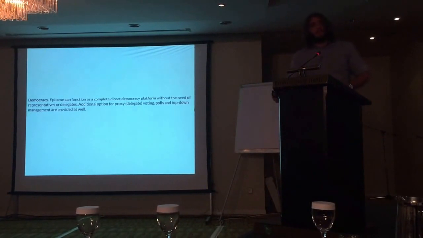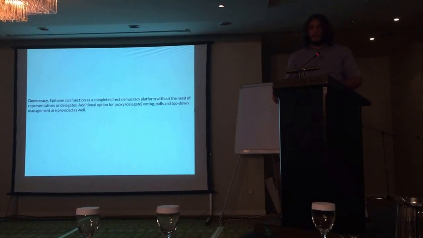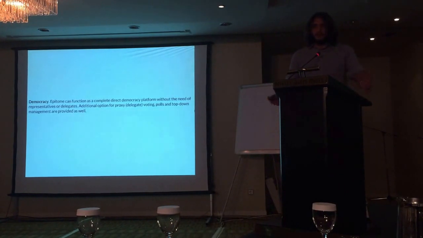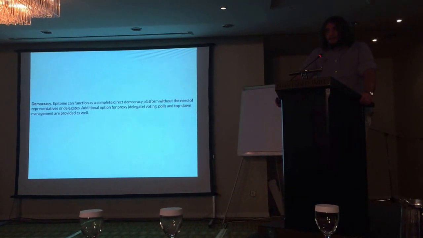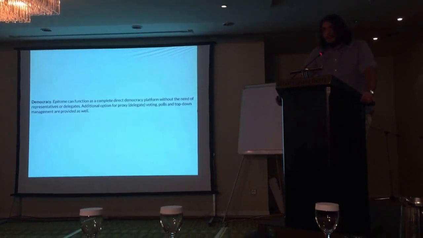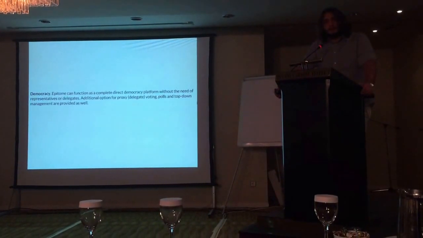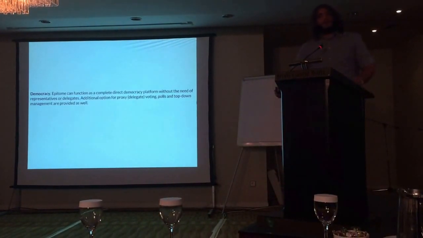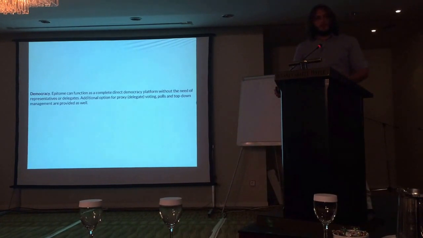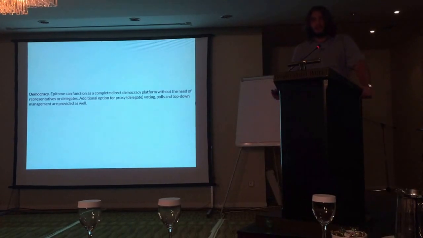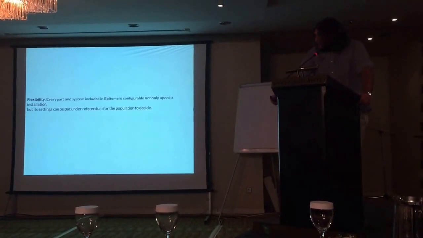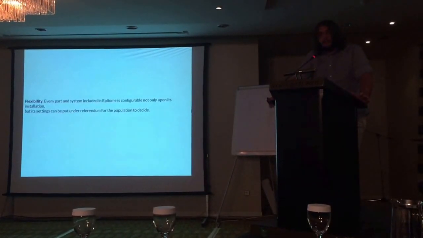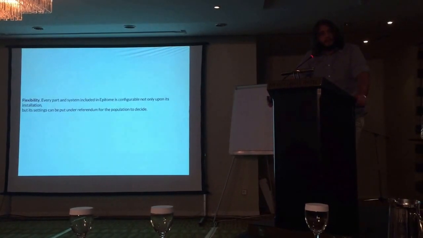Epitome is designed to be a direct democracy platform, which means there is no need of delegates or representatives. All the power stems from the people, and all the decisions which affect their lives are made by the people. Although top-down management and proxy voting are also provided as options for communities that need so. Every part in the system is configurable not only upon its installation, but the options can be put under referendum for the people to decide.